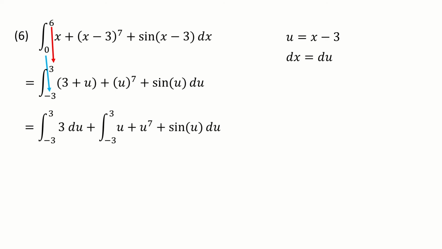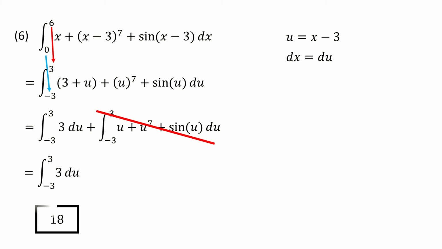Next, we rewrite it into two parts, and for the second part, it vanishes. Since all the three functions in the integrand are odd functions, their sum is also an odd function. So we got an integral with respect to the constant 3. The final answer is 18.